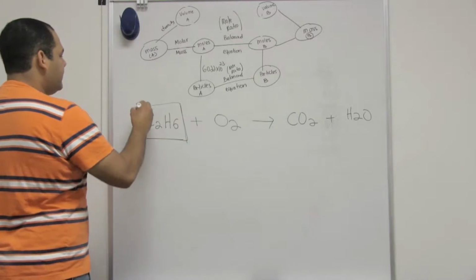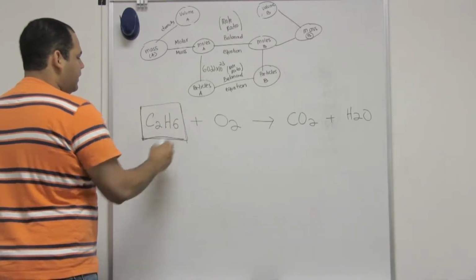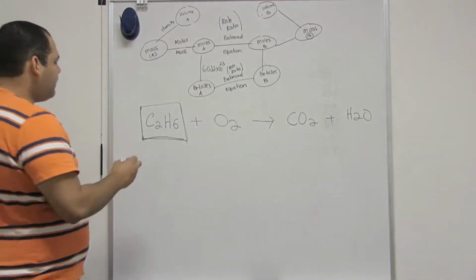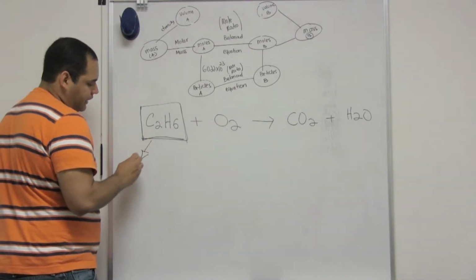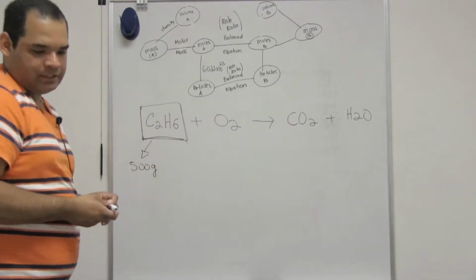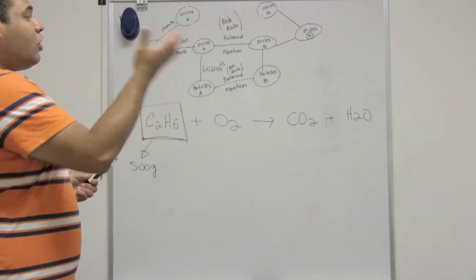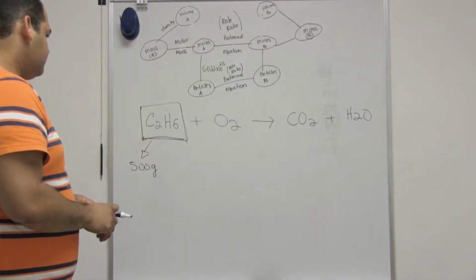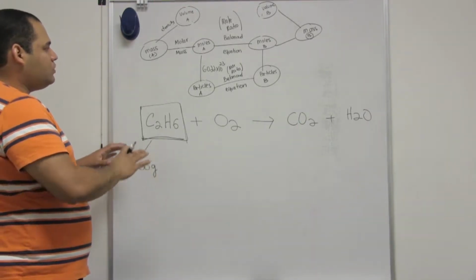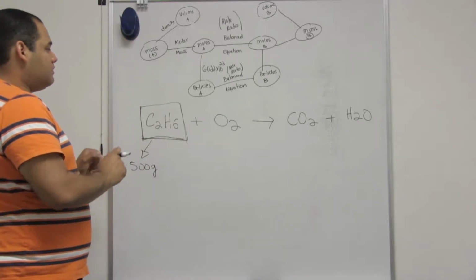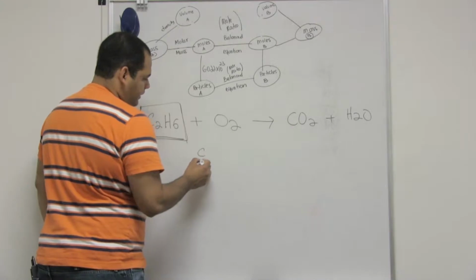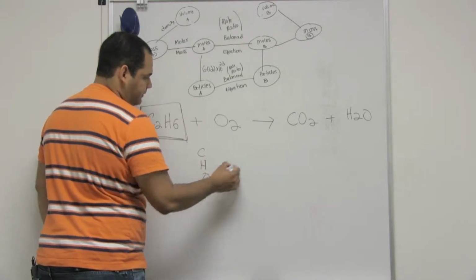My next step now: it says that it was 500 grams of ethane that burned, and asking me how much water was produced. So first of all, before I go into the question and use my Molar map, I need to balance my equation. So here I have carbon, hydrogen, and oxygen.